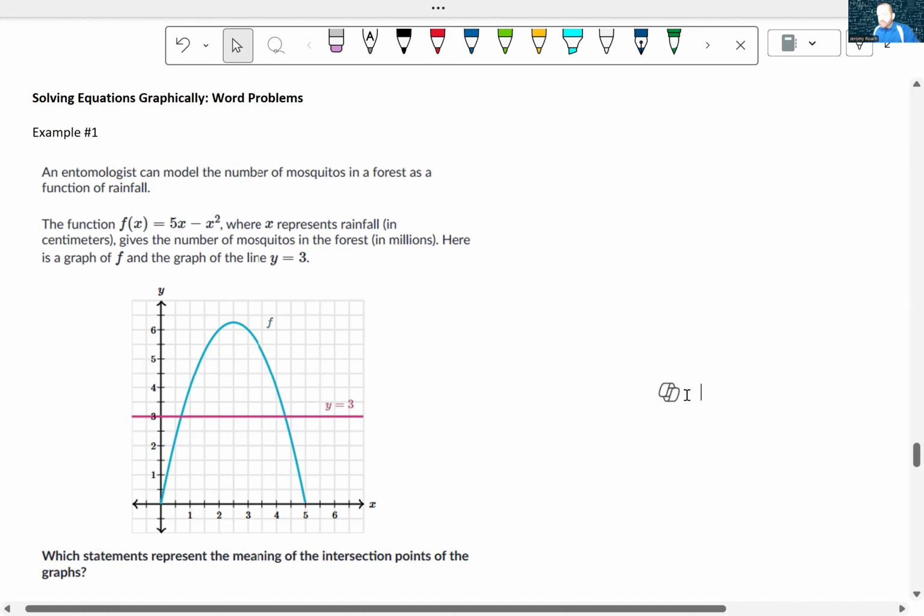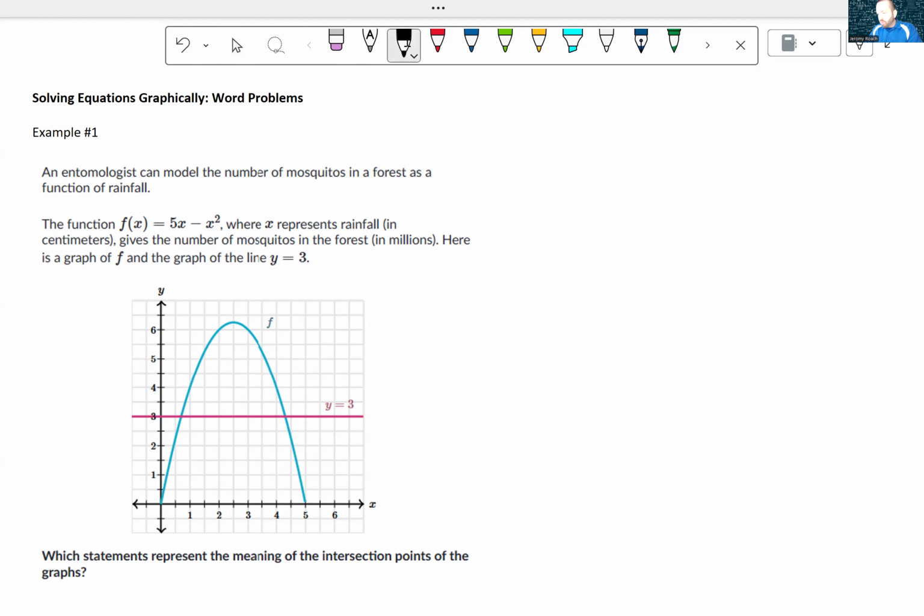So this first example says an entomologist can model the number of mosquitoes in a forest as a function of rainfall. So they're saying that the amount of mosquitoes that are there changes depending on the amount of rainfall. And this blue function tells us the rainfall, and it's given in centimeters. I think this is supposed to say y gives the number of mosquitoes in the forest in millions. I think that might be a small typo there.